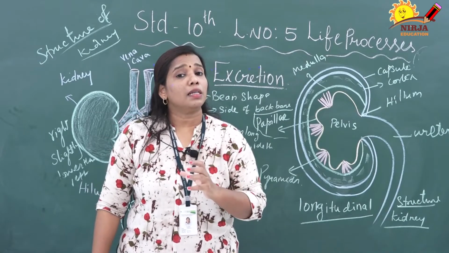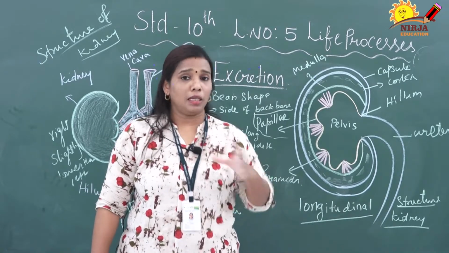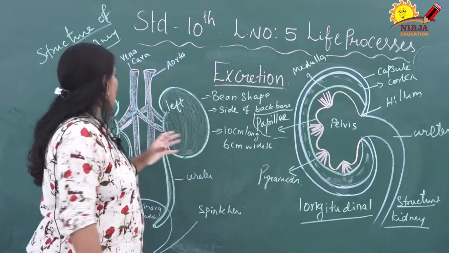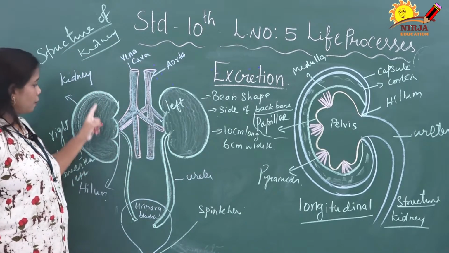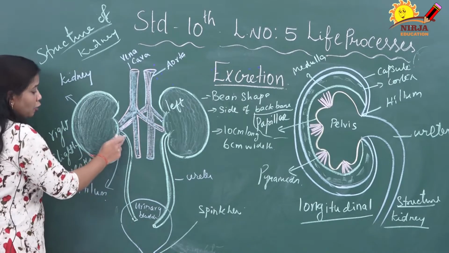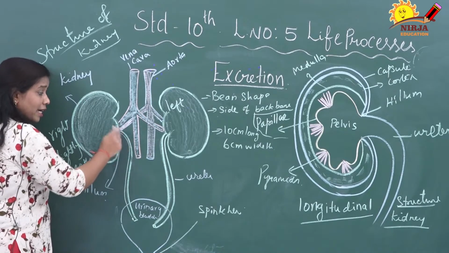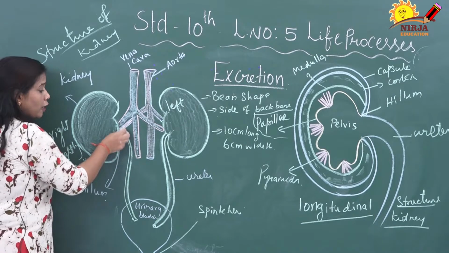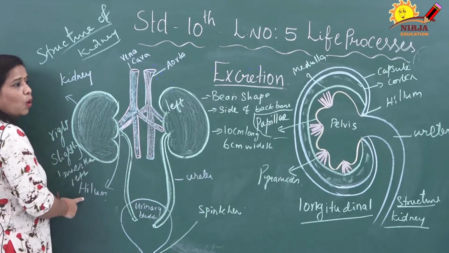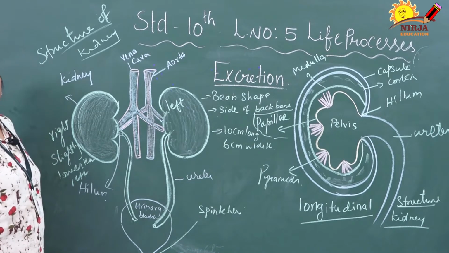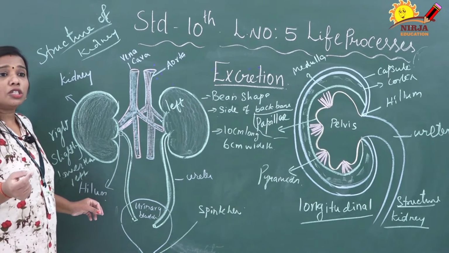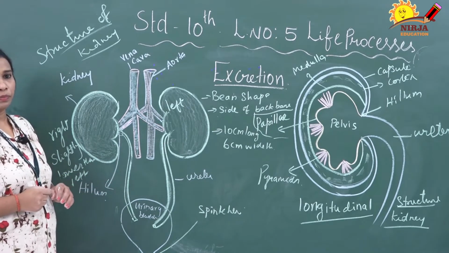That circular muscle is called sphincter muscle. Now, this tube which evolved from a particular place. Suppose this is a kidney. Here the tube is arising. That particular place is called the hilum. What is hilum? A small notch-like structure from which the ureter develops. That small notch is called hilum.